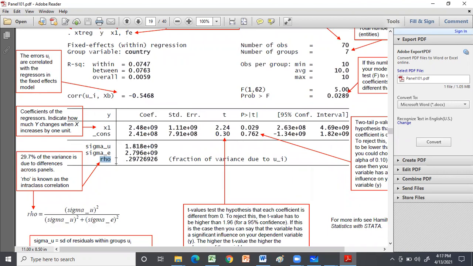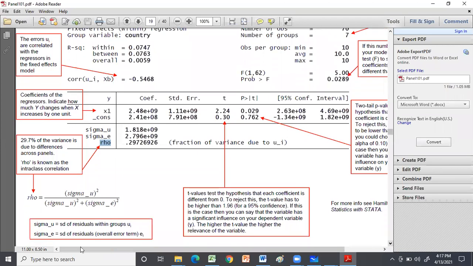They have estimated 0.2972, that means 29.7% of the variance is due to the differences across panels. The differences across the panels happen because within the panel or within the group, the error terms are correlated from one point of time to another point of time. And that is what is actually estimated with the rho value, and rho value has been calculated with sigma u square divided by sigma u square plus sigma e square.